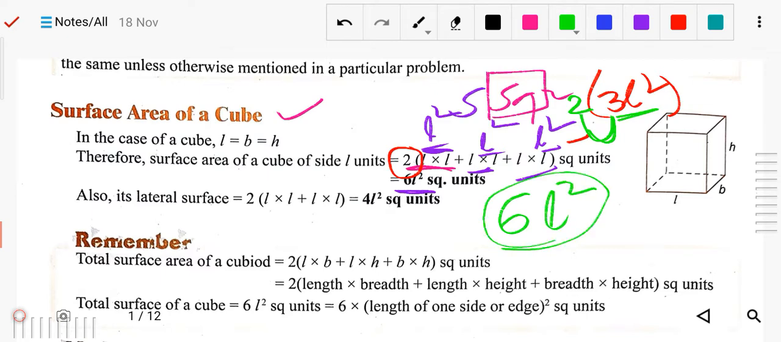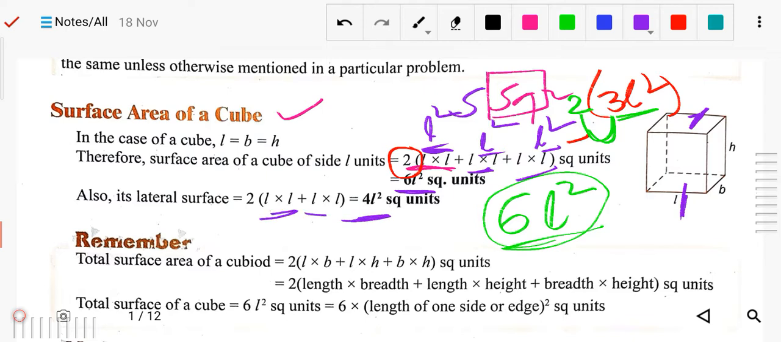So what is the formula for the surface area of the cube? 6L square. Similarly, for the lateral surface area, if the top part and bottom part are open, they will be excluded, so it will be 4L square.